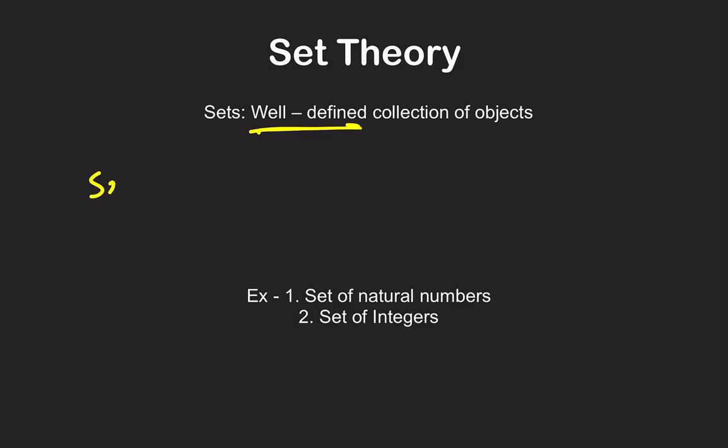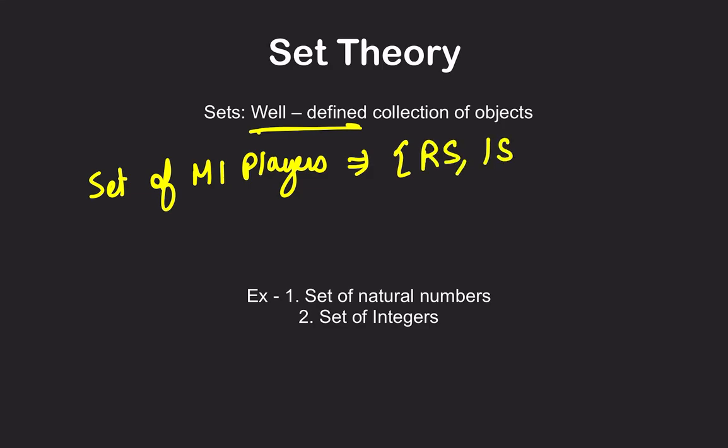Suppose I say set of Mumbai 11 players. There's a team Mumbai 11 in IPL. So the set. So you will say Rohit Sharma, Ishan Kishan, Hardik Pandya, some, and then you have Bumrah, and so on. This forms a set of all the players of Mumbai Indians, and this collection of all the players of Mumbai Indians forms a set.